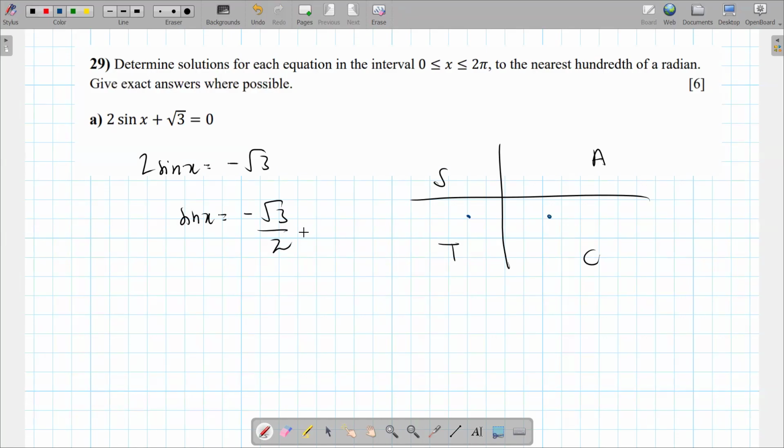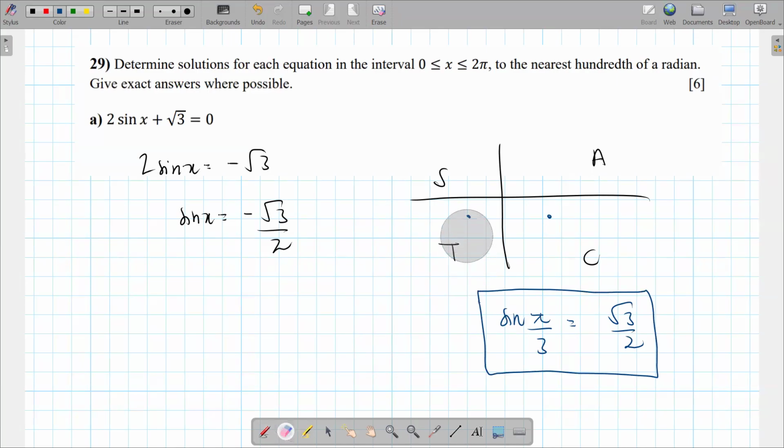I don't know if sketching this is gonna help much, because this is an exact value. Sine from the special triangles, sine 60 or sine pi over 3 is root 3 over 2. This is from the special triangles. So maybe I will sketch this out. So we know we're in 3 and 4. We're here, and we're here. The related acute angle is pi over 3. So those are your two alphas.